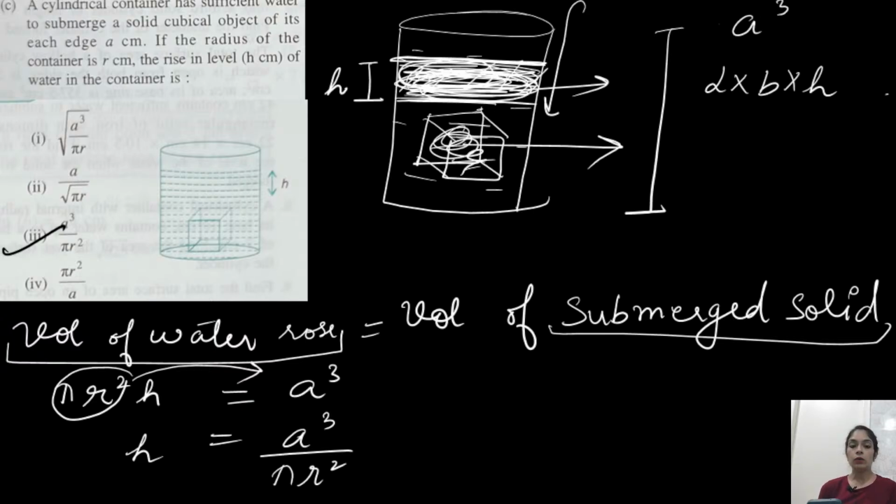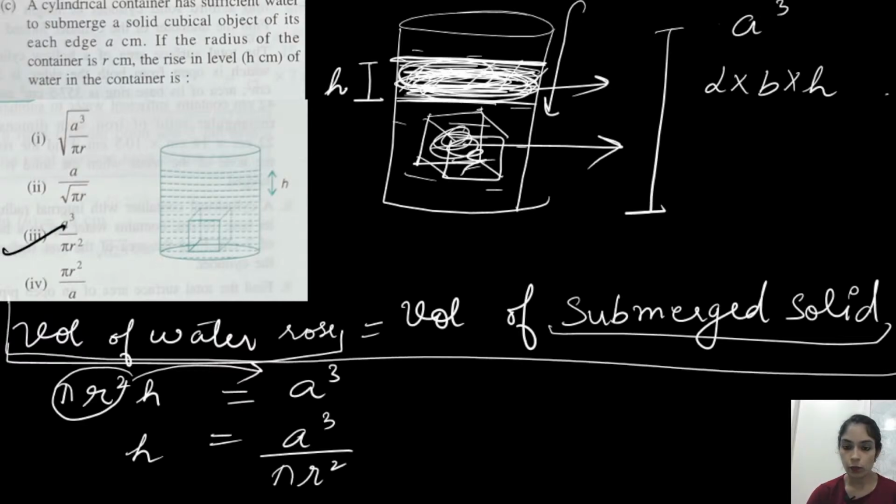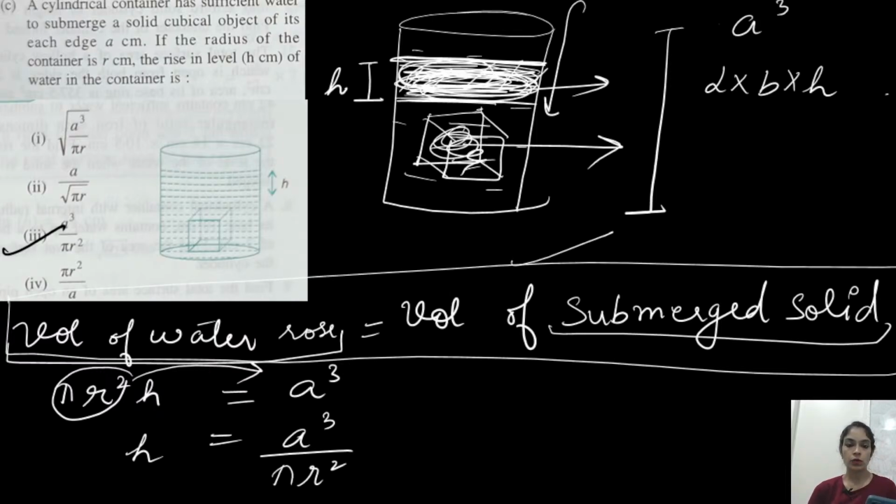Anyone, any doubt now? Till here in this question? Okay. So this thing you have to write it down here, that volume of the water which has risen is equals to the volume of submerged solid. So both the volumes, if you are comparing, you can find the height of the solid here. Okay, let's do next question now.